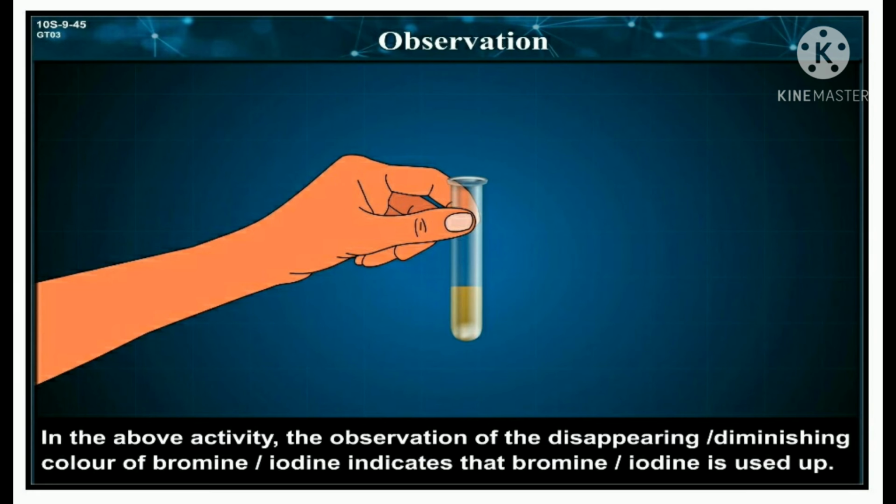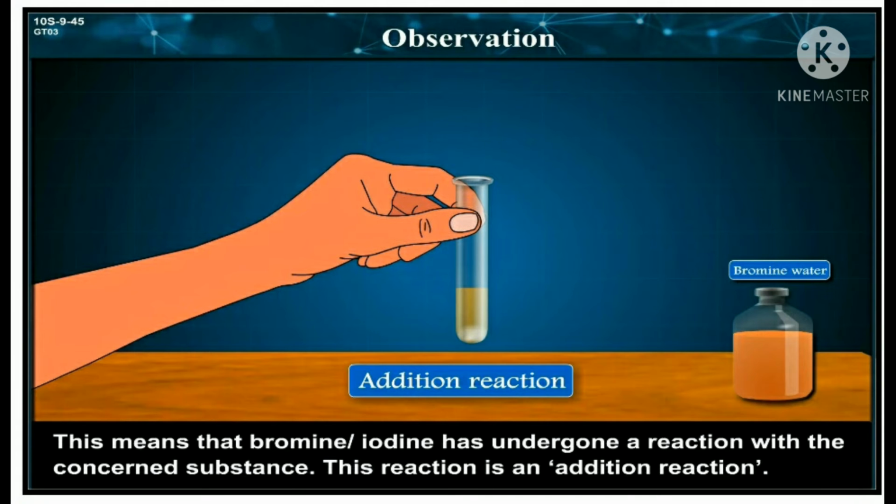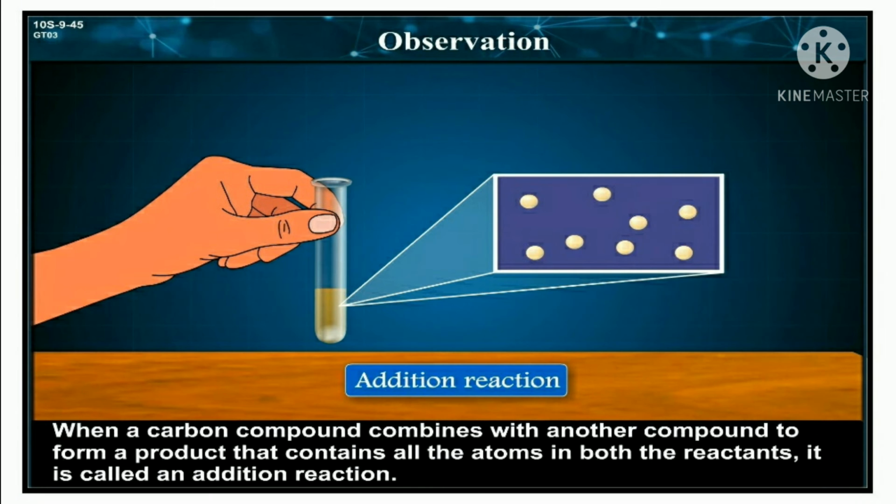In the above activity, the observation of the disappearing or diminishing color of bromine or iodine indicates that bromine or iodine is used up. This means that bromine or iodine has undergone a reaction with the concerned substance. This reaction is an addition reaction. When a carbon compound combines with another compound to form a product that contains all the atoms in both the reactants, it is called an addition reaction.